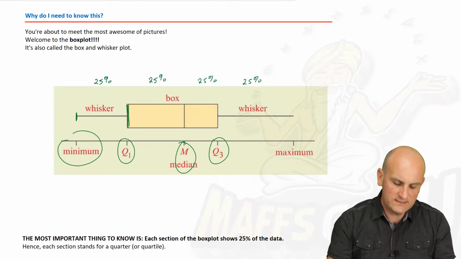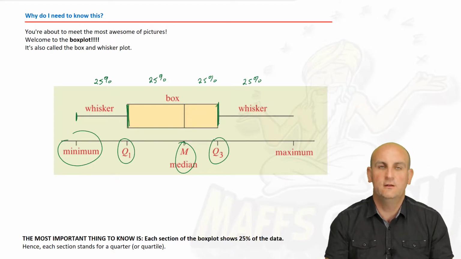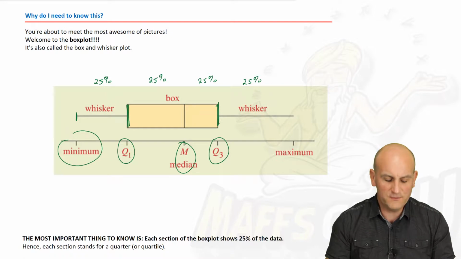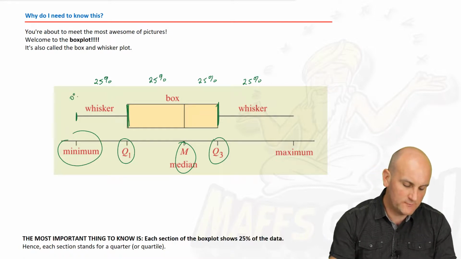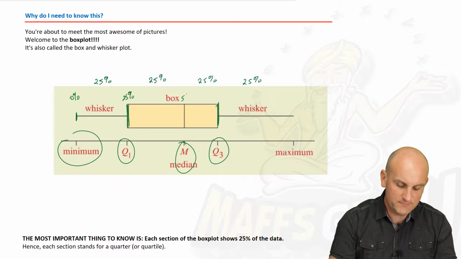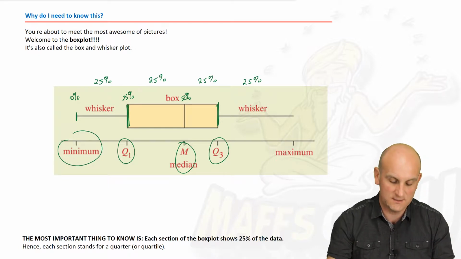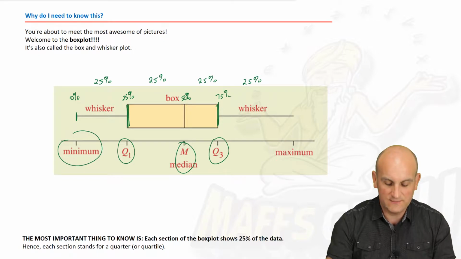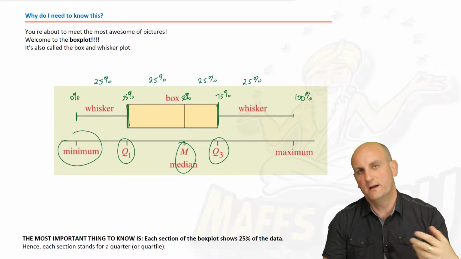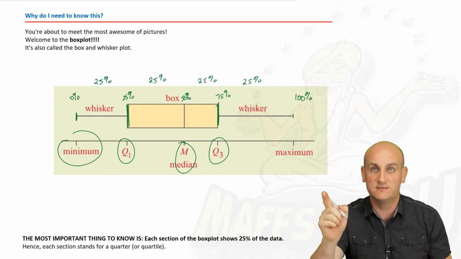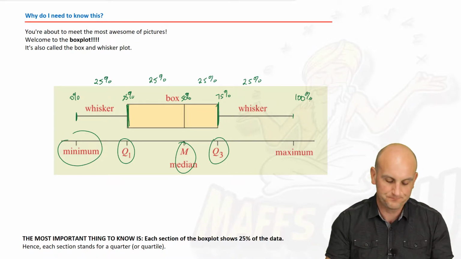Now this is where people get confused, and I'll do a little bit more on this in a moment. But if you think about it, if this is where 0% of my data is, then here is 25% of my data. This point here must be my 50th percentile, and this point here is my 75th percentile, and by the time I've got here, I've got all of my data. So we're starting from 0% and going all the way to 100%.